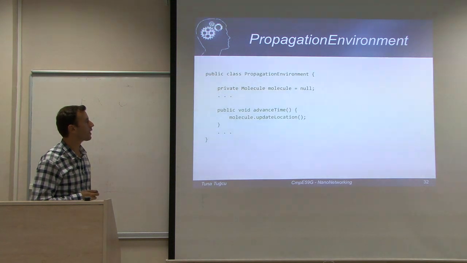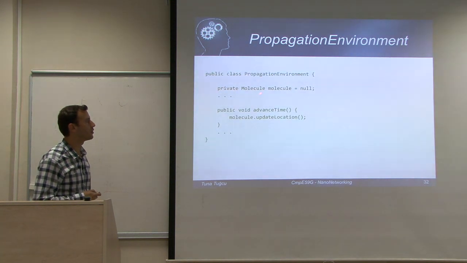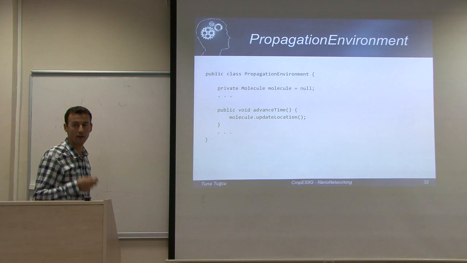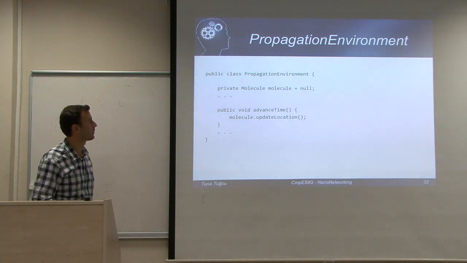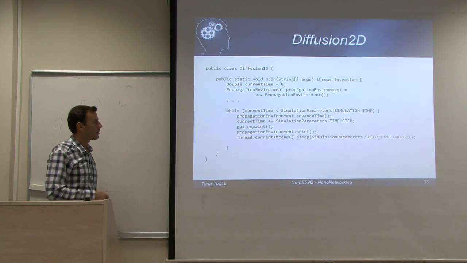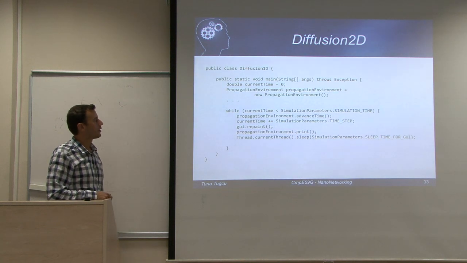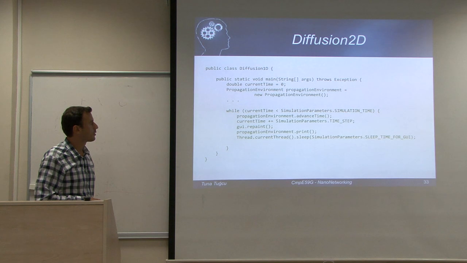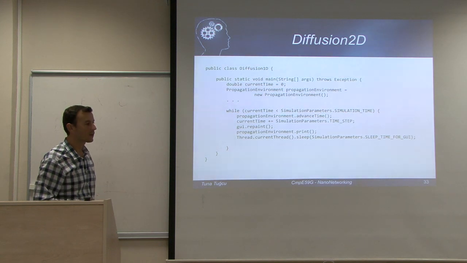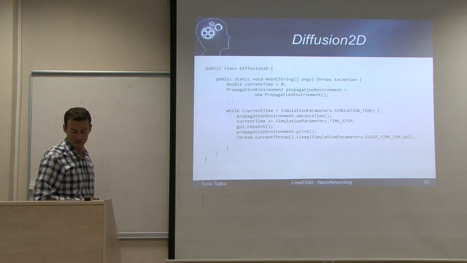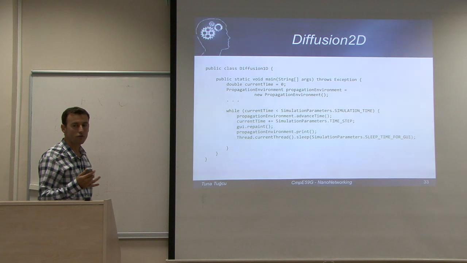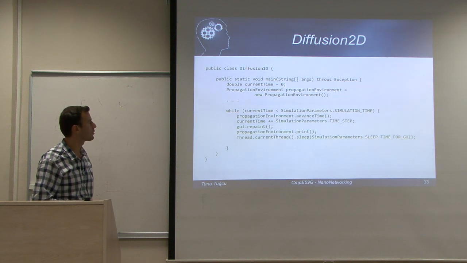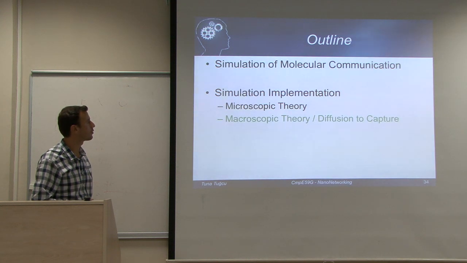In the propagation environment, we used to have an array, but as I said, here our aim is different, so we keep track of one molecule. It's very easy. And in this 2D class, more or less it is the same thing. This is the executable of the class, and again here there is some stuff for the visual part, for the GUI, which I'm going to skip, it's not important for our case.